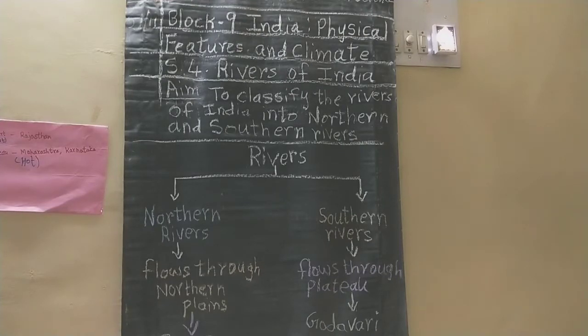These rivers originate in the Peninsula Plateau but flow towards the northern plains and then join the rivers originating from the northern mountains. Therefore, these rivers are part of the northern group of rivers and are called northern rivers because it is coming from the northern side. That is why it is known as northern rivers. Okay, now you understood? I'll show you the maps.